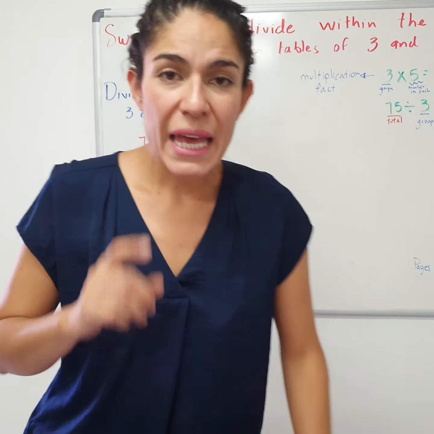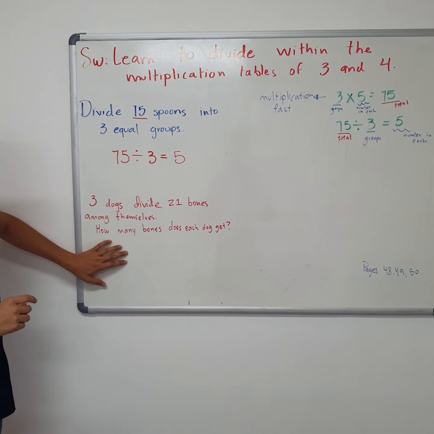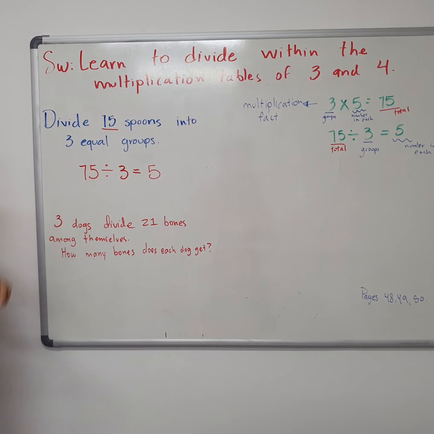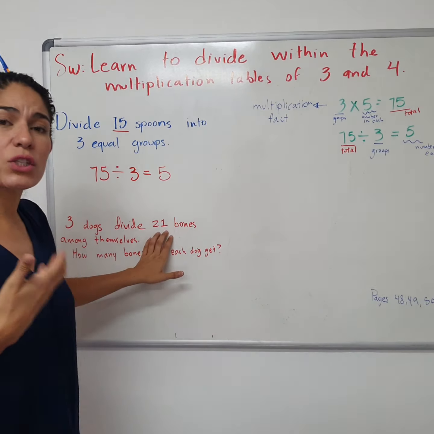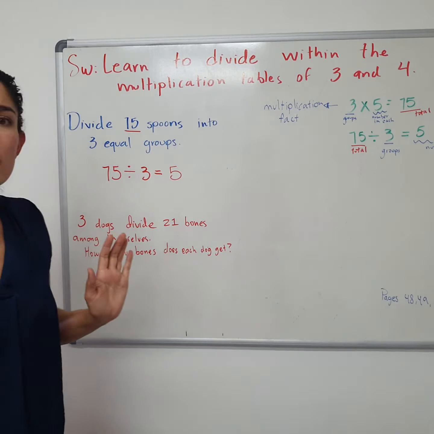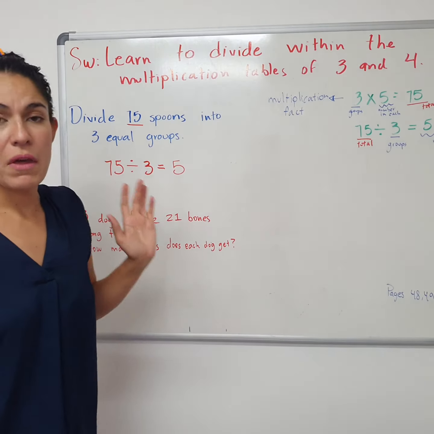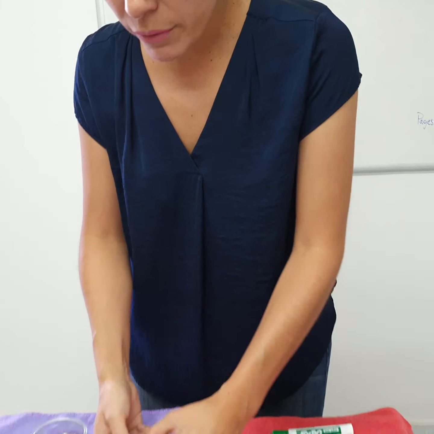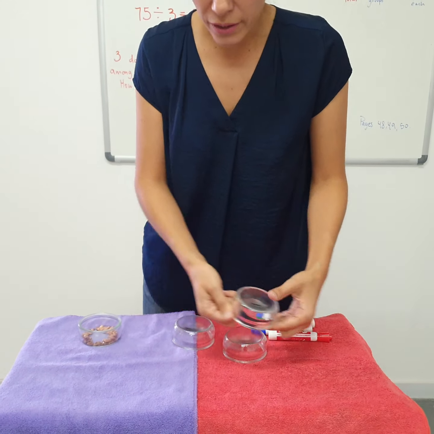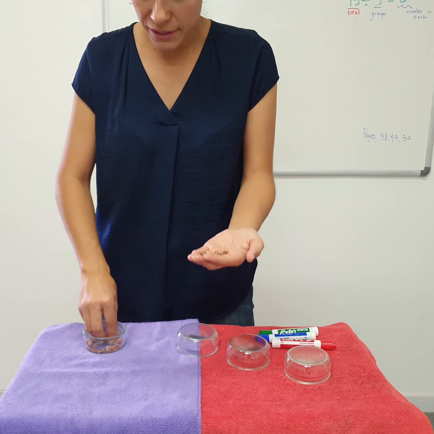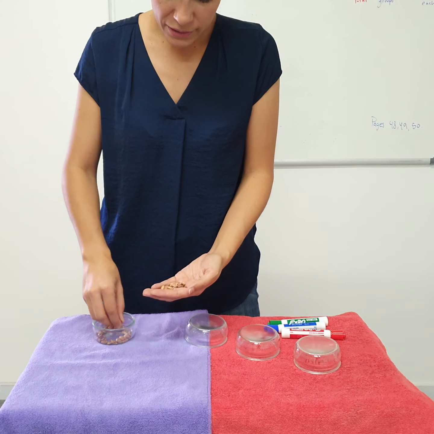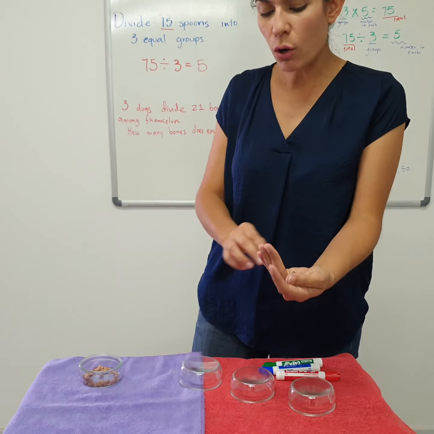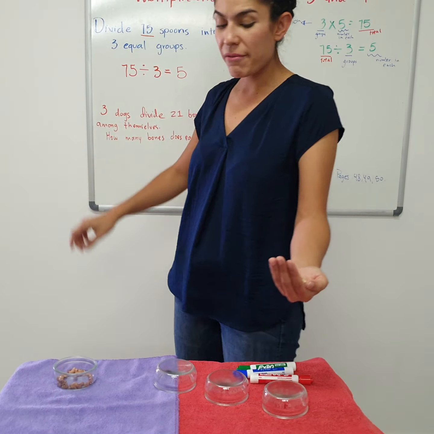Important. In here, the instruction is not telling you to make the equal groups. They're just telling you the total of bones and that you have to divide it. How? In 3. The information is similar, but it's kind of tricky. So here we go. They are telling you that you have 21. I have 15, 16, 17, 18, 19, 20, and finally 21. So these are all the bones, and I have again 3 dogs.